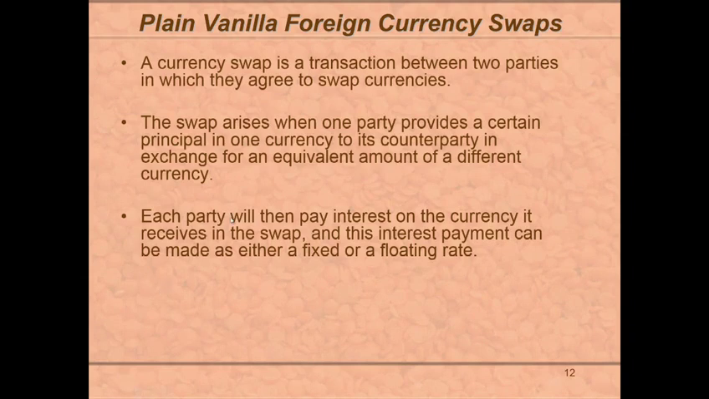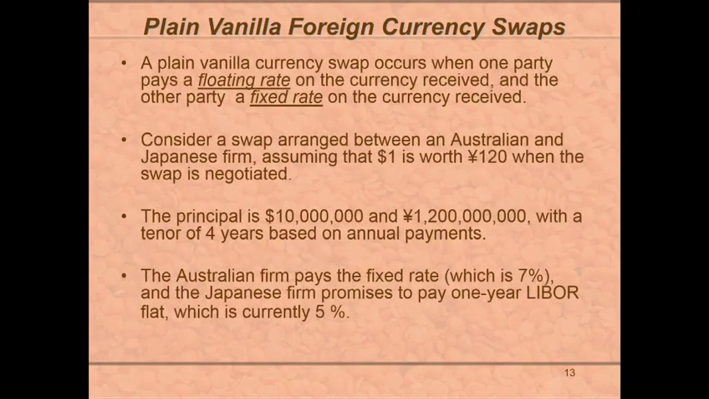Okay, so each party will then pay interest on the currency that it receives. So it's very important that you remember the beginning of the lecture, all the differences between the swaps, okay? Because in some swaps you pay out the cash flows from the asset that you own. In a currency swap you pay out on the asset that you receive. So remember all of those differences.